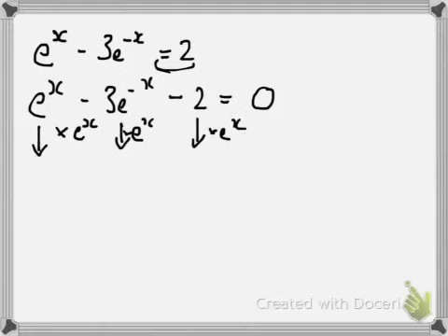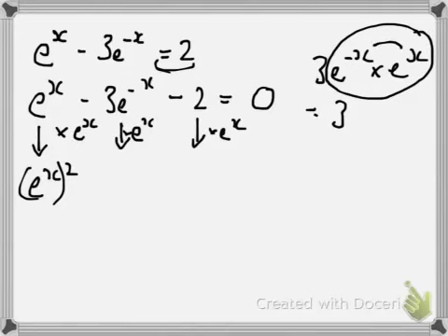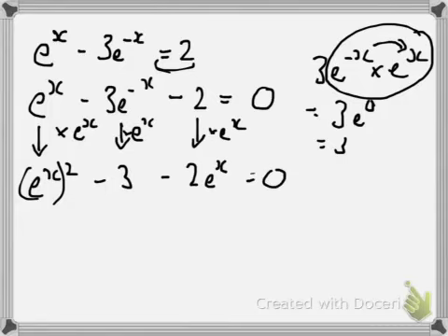Watch this. If I multiply that by e to the power of x, I get e to the power of x squared. Now what happens if I multiply 3e to the negative x by e to the power of x? I get 3, and I've got e to the power of negative x times e to the power of x. I add the indices: negative x plus x is 0. So I actually get 3e to the power of 0. e to the power of 0 is 1, that gives me 3. So my next term is negative 3. And then the last one I multiplied by e to the power of x, and I get negative 2e to the power of x equals 0.